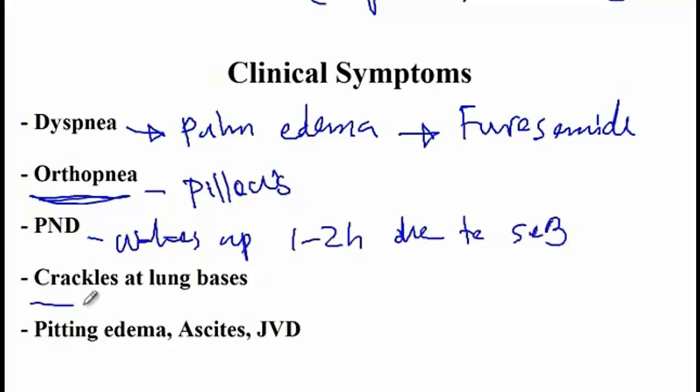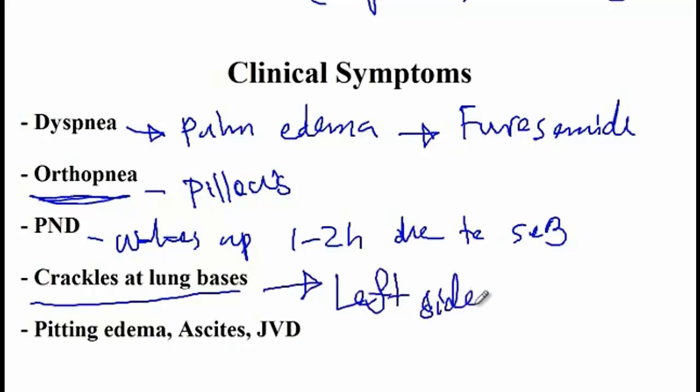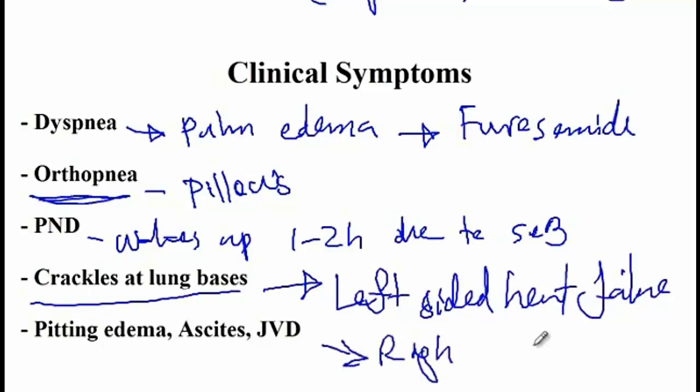Since I explained that these patients cannot pump the blood out, there would be increased fluids that are accumulating inside the lungs, and thus you may hear crackles at the lung bases, and this is usually seen with the left-sided heart failure, while patients with the right-sided heart failure usually present with the pitting edema of the lower extremities, ascites, and the jugular venous distension.